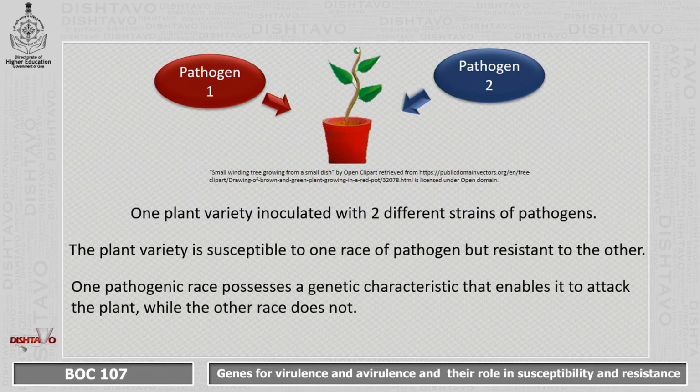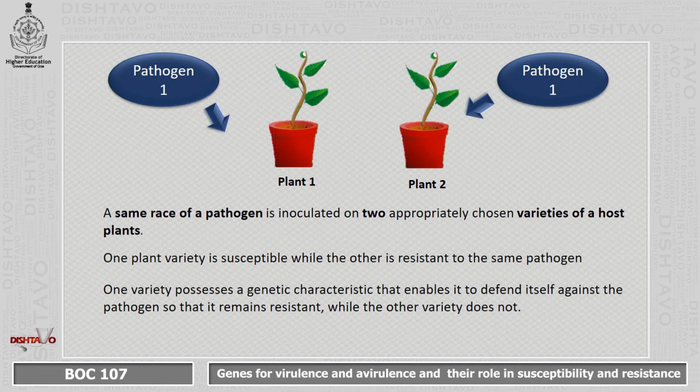Let us consider another situation wherein we take different plants and infect them with the same pathogen. So, the same race of pathogen is inoculated on two appropriately chosen varieties of host plants. One plant variety is susceptible while the other is resistant to the same pathogen. This means one variety possesses a genetic characteristic that enables it to defend itself against the pathogen so that it remains resistant, while the other variety does not.